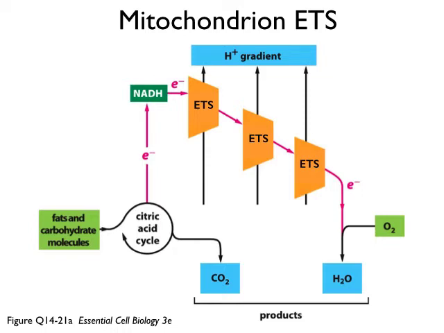The citric acid cycle generates CO2, and oxygen is used as a final electron acceptor in electron transport in the mitochondria. Both use chemiosmosis to produce ATP. Now, what about the chloroplast?